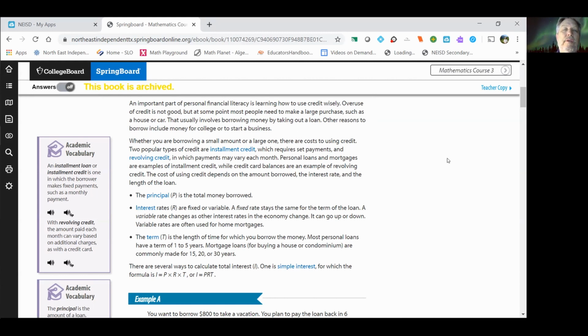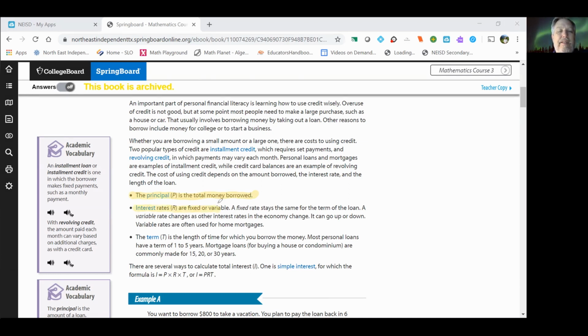The principal is the amount borrowed. Interest rates are fixed or variable. A fixed rate stays the same for the term of a loan. A variable rate changes as other interest rates in the economy change. It can go up or down. Variable rates are often used for home mortgages.